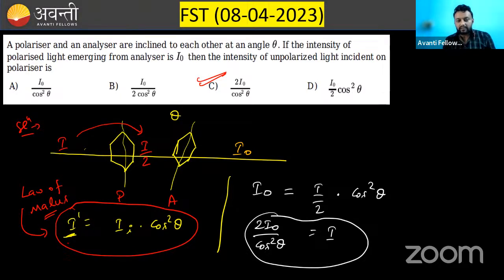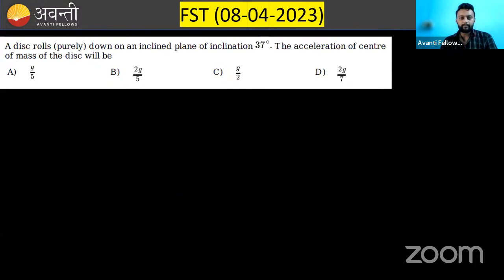According to this law, the outcoming light from the analyzer is equal to incident light into cos square theta, where theta is the angle between analyzer and polarizer. So you can remember these two formulas. These are very basic and important formulas. Moving further.